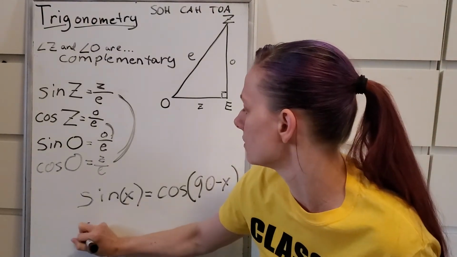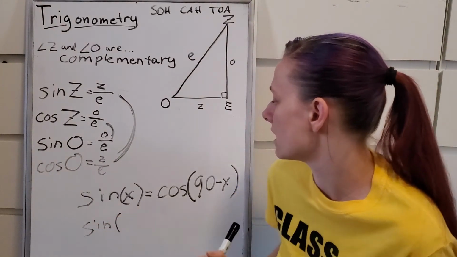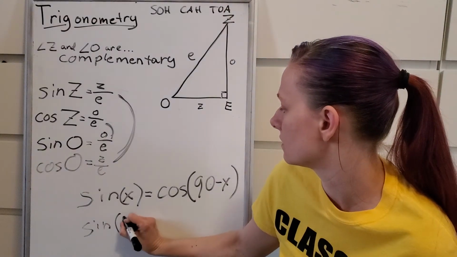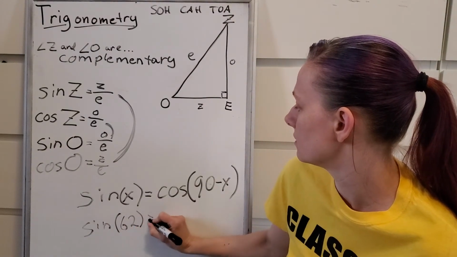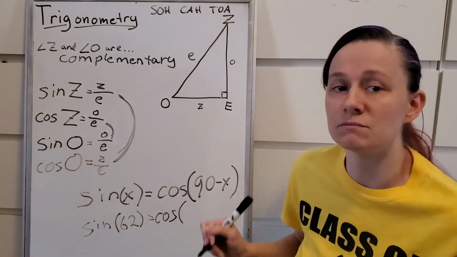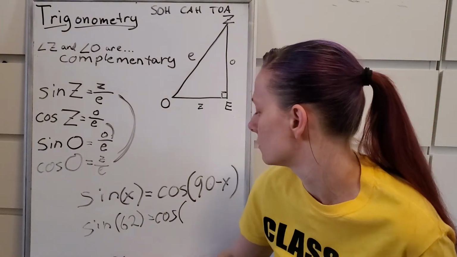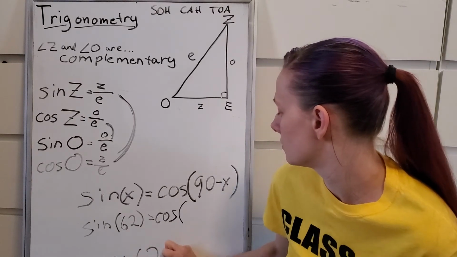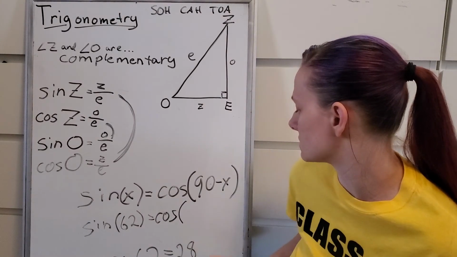So for example, sine of, let's say, 62 equals the cosine of 90 minus 62, which is 28.